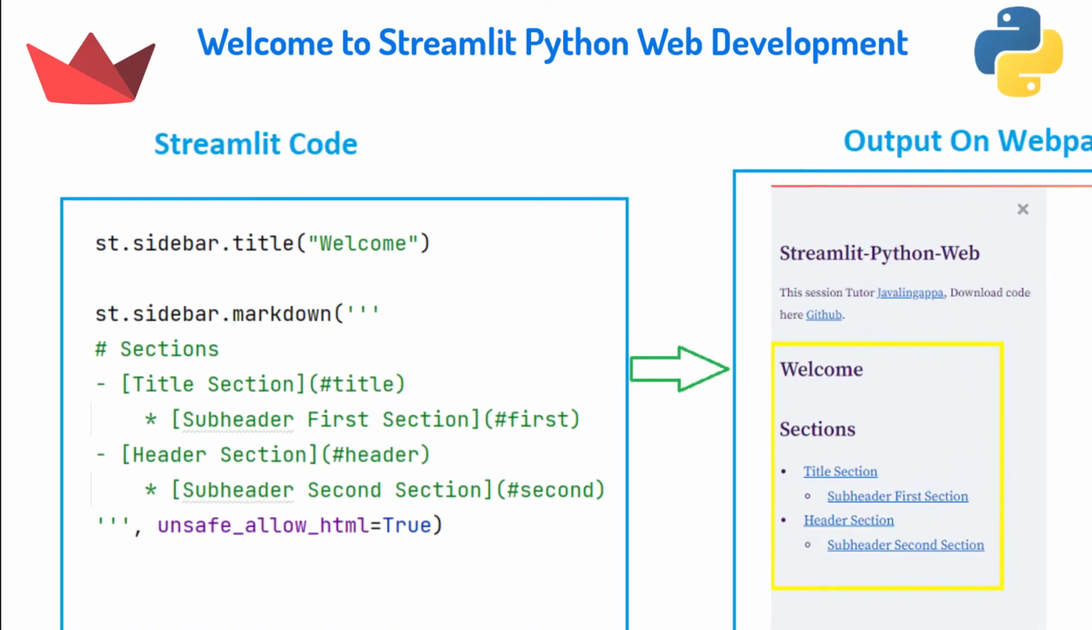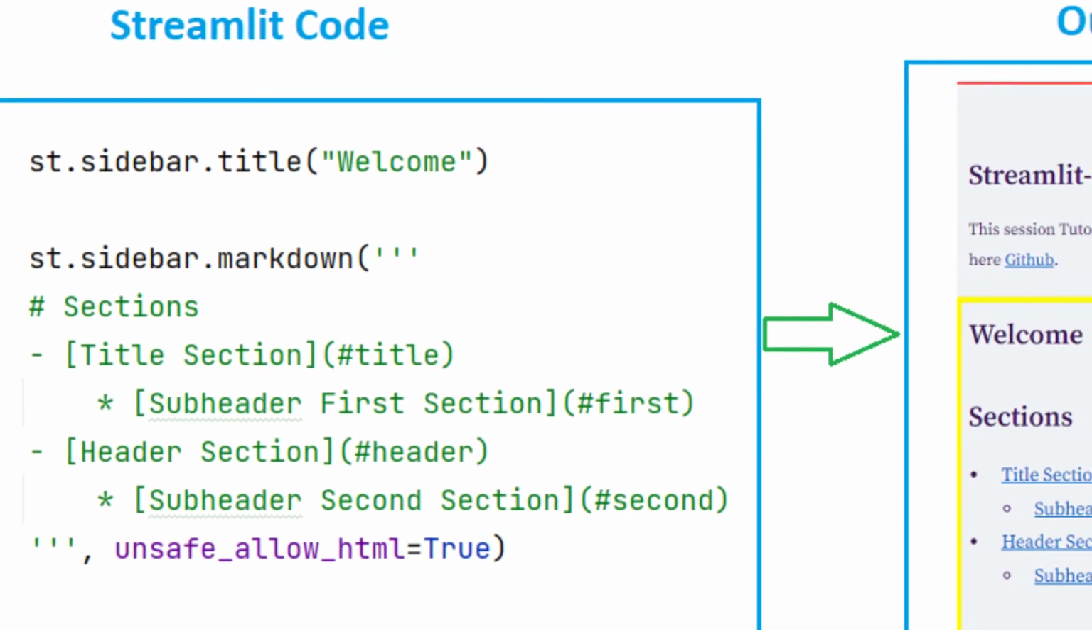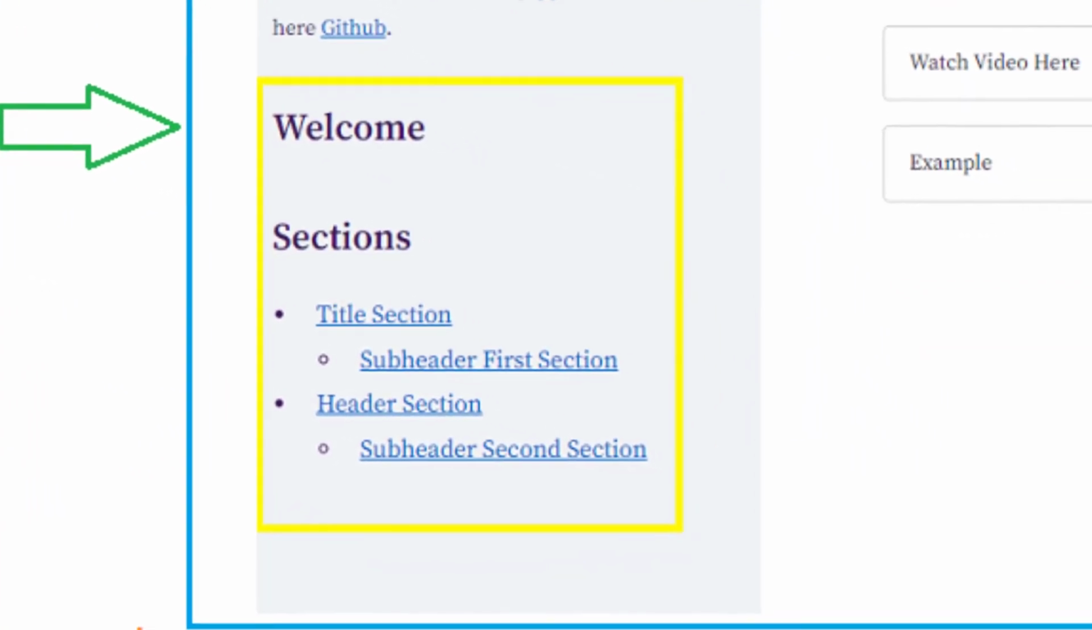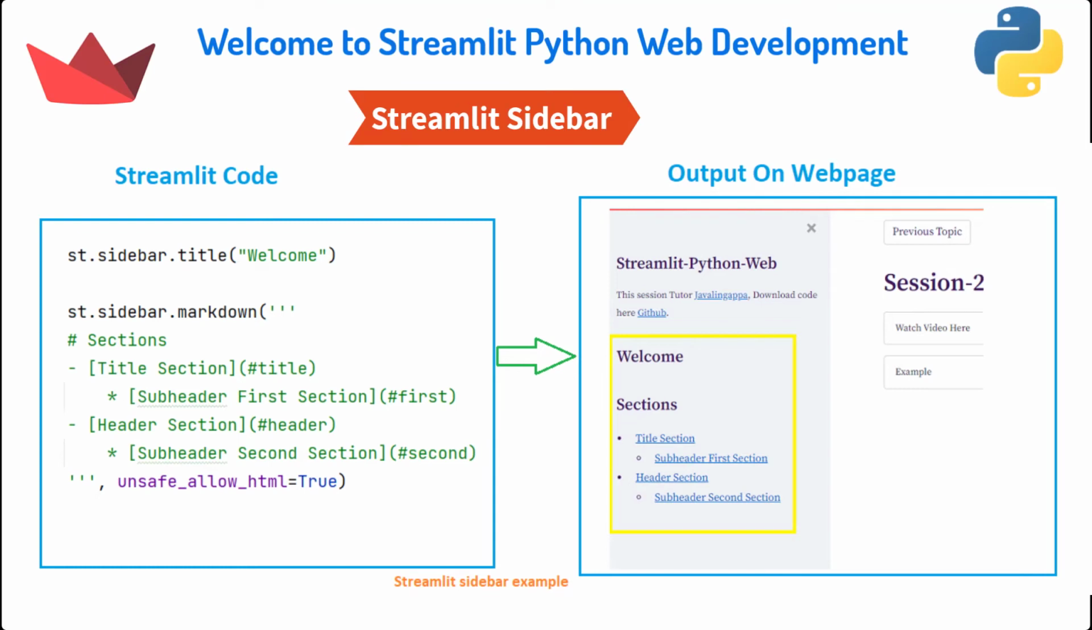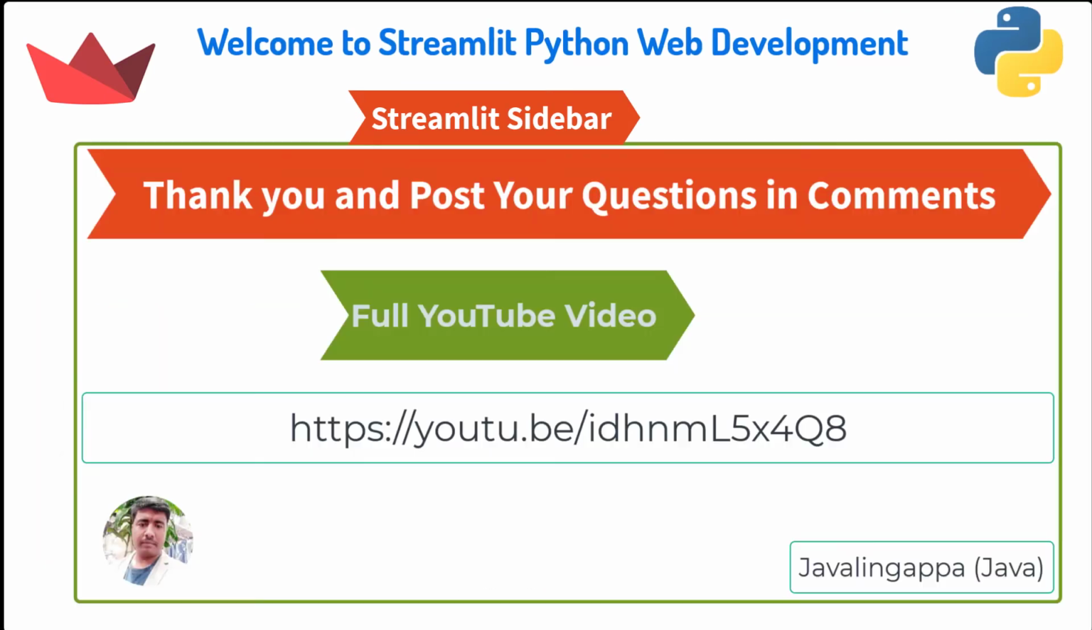Finally, the Streamlit sidebars are useful for menus and navigation to the different pages. So this is the summary of session 2.